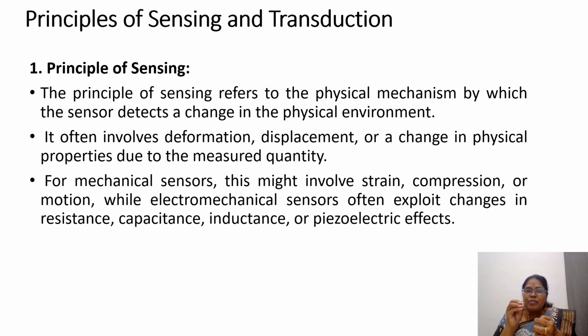Whereas if we take mechanical sensors, for example, the mechanical sensor may have some strain, or compression, or it may have some motion. This is for mechanical sensors. If you take electromechanical sensors, they will always produce some changes in the resistance or capacitance or inductance.